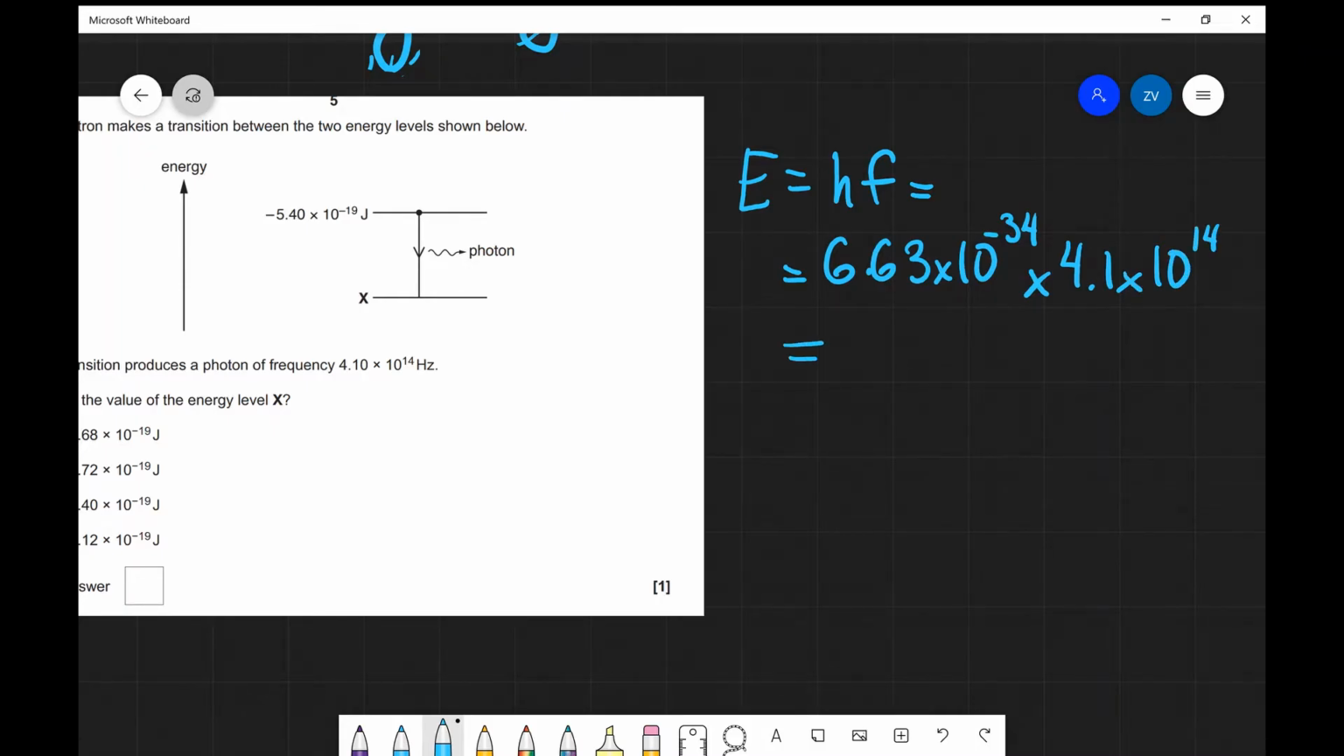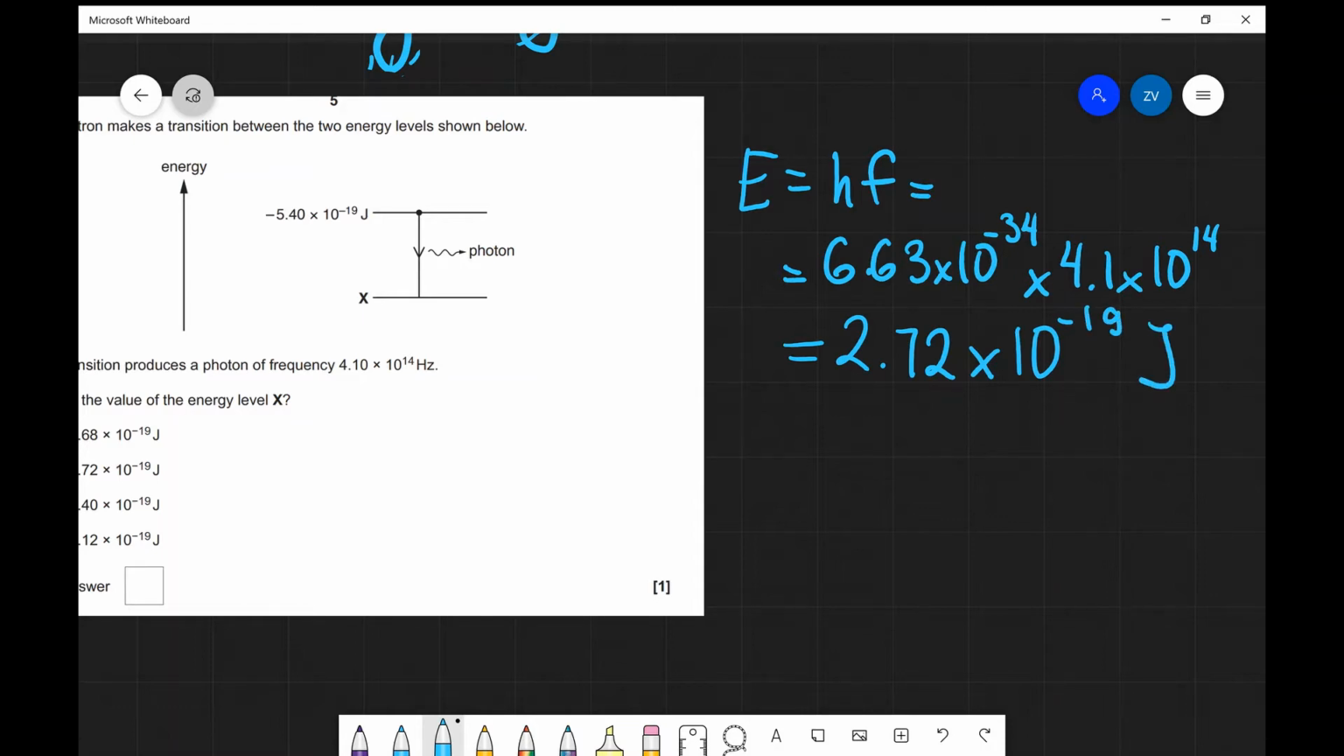Now what we need to do next is put those into a scientific calculator. So let's do that. 6.63 times 10 to the power of minus 34 multiplied by 4.1 times 10 to the power of 14. That's going to give us 2.71 or 2.72 multiplied by 10 to the power of minus 19 joules.